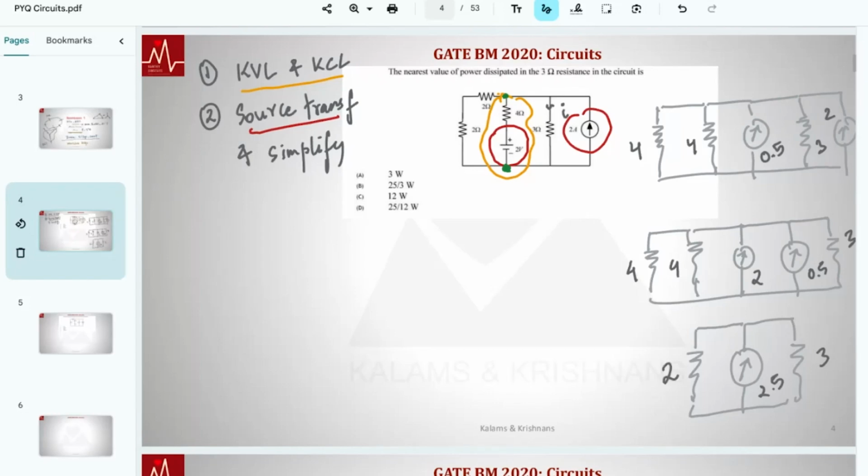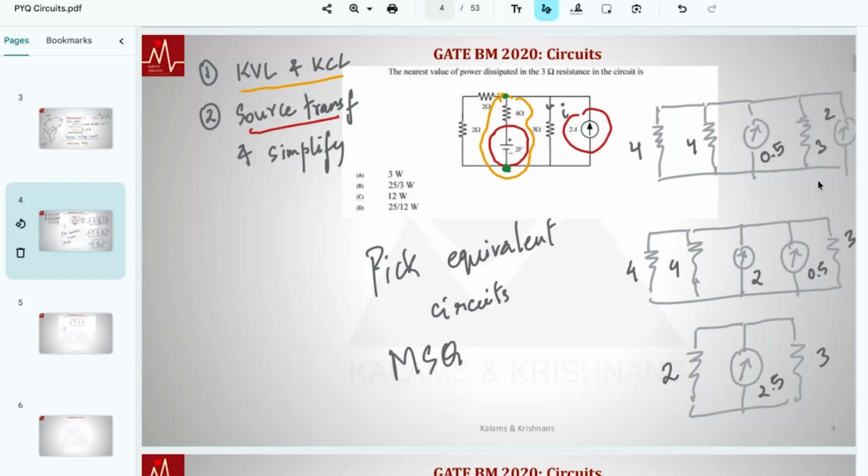So right now, the task is to pick the equivalent circuit. You have 3 options. It's an MSQ. Option 1, option 2, option 3. Someone says option 1. Someone says 1, 2, 3. Again 1, 2, 3. Option 1 is correct. If you take that yellow chunk and replace it, option 1 is correct.